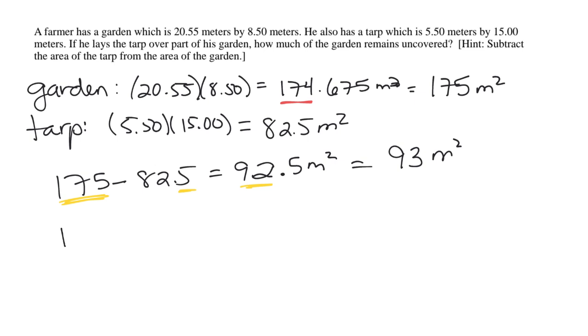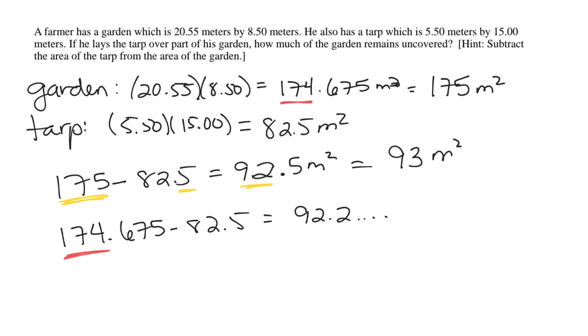Okay, so this is what I would have accepted then. You could have done 174.675 minus 82.5, and you would have gotten 92.2 something. But because this is 174, this should have been rounded to 92. So your answer should have been 92 meters squared, not 92.2. Okay, it doesn't have 3 sig. Once again, this has nothing to do with the sig figs. This is places past the decimal. 0, or 1, and it's 0, okay?